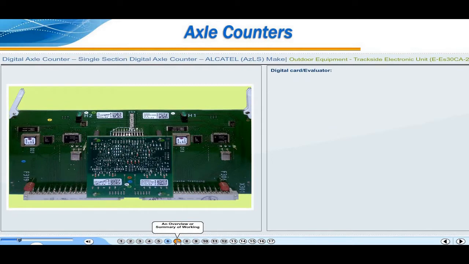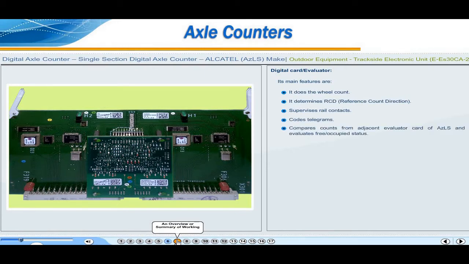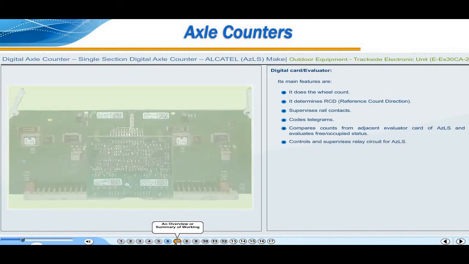Digital card or evaluator. Its main features are: it does the wheel count, it determines reference count direction, supervises rail contacts, codes telegrams, compares counts from the adjacent evaluator card of AZLS and evaluates free or occupied status. It controls and supervises the relay circuit for AZLS.